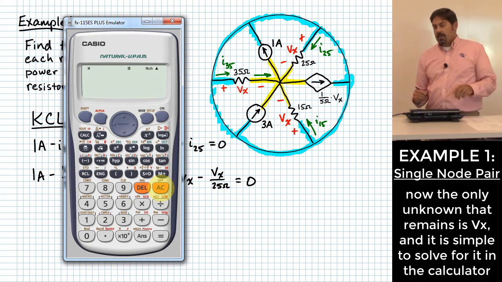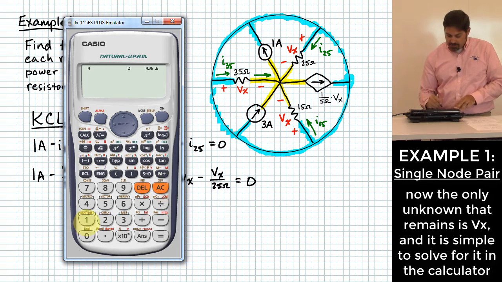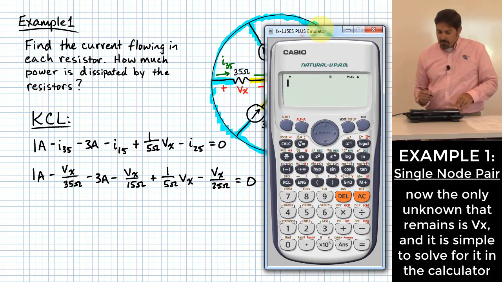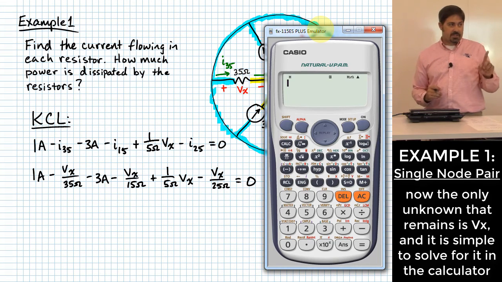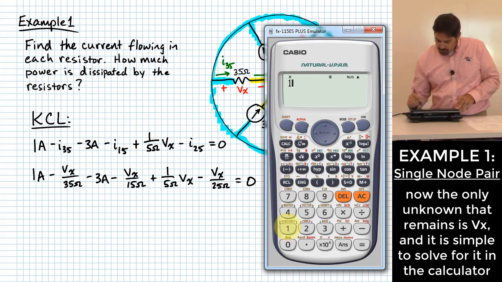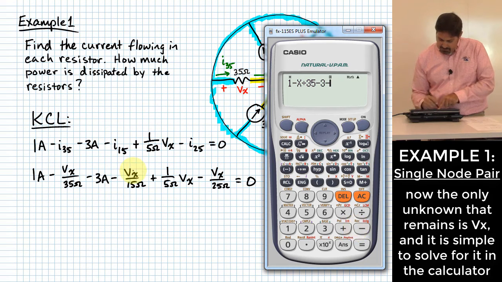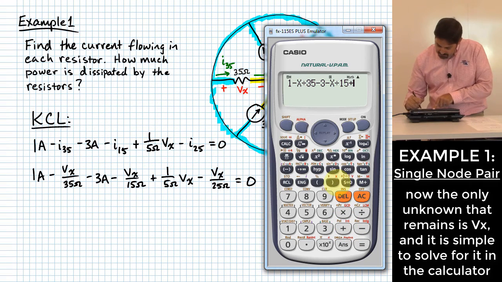Okay, so some of you might already be familiar with this, but in case you're not, I'll show it. I won't always do this in all of my lectures, but once you have something that is expressed as a single variable equation, your calculator has a nice tool that you can use. You can enter that equation directly. In this case, I'll do 1 minus, instead of Vx, I'm going to call that x. So x over 35 minus 3, minus, I'm still going to use x for Vx, so I'll put x in there like that, divided by 15. Here I'm going to do plus x over 5.